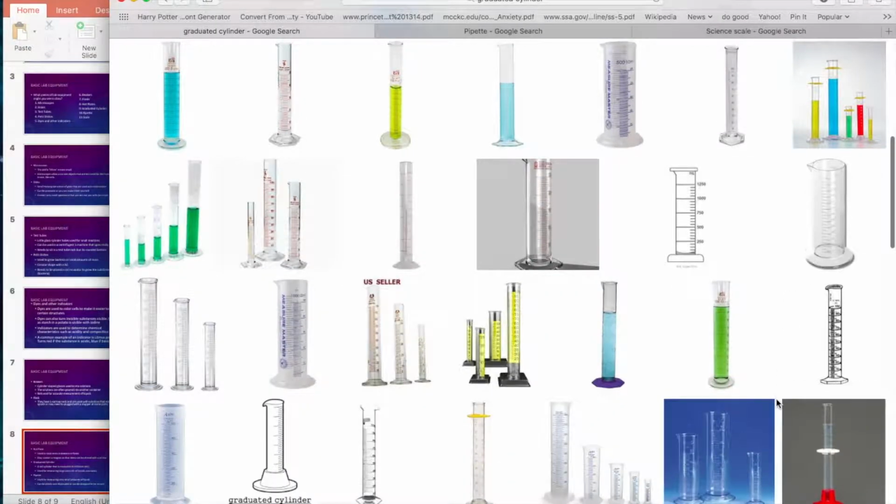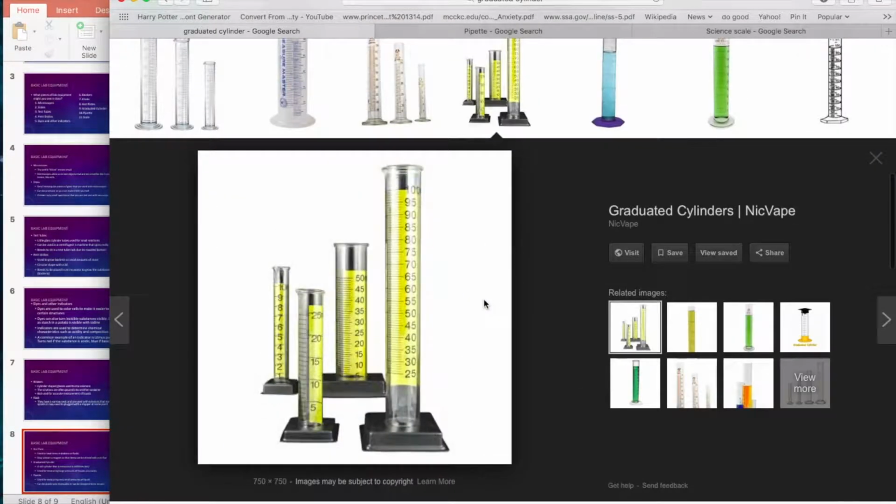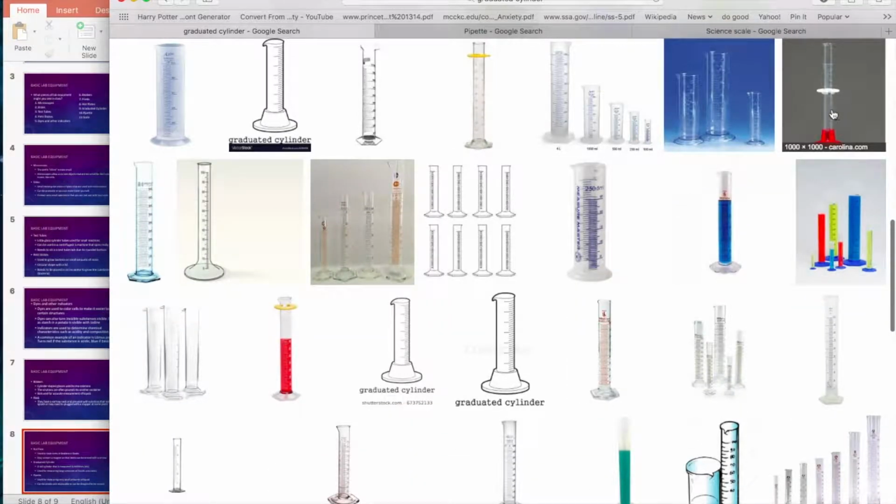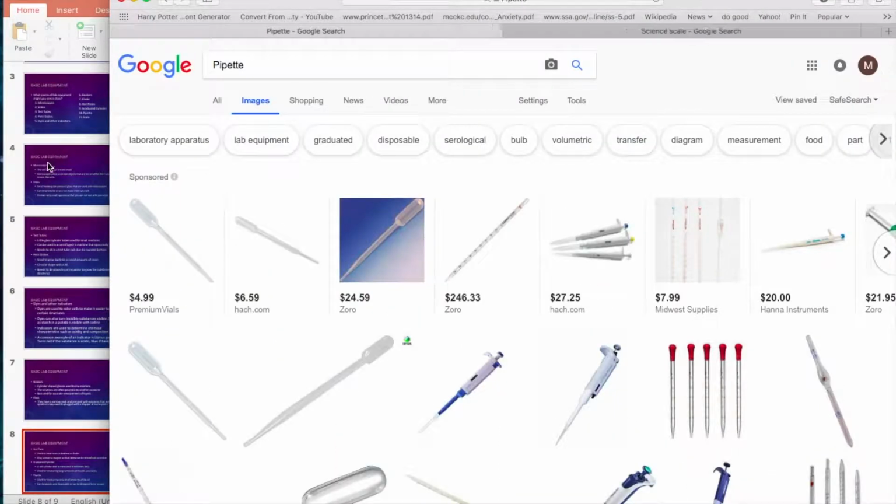That's one example. And here's one with various sizes. And here's another with an assist to help you read the level, so that moves up and down to help you make sure you're measuring correctly. They might also be white, like in that picture up there. Alright, moving on from graduated cylinders.